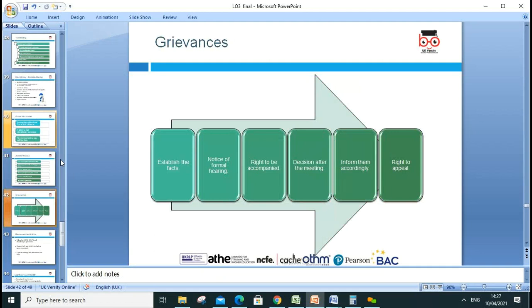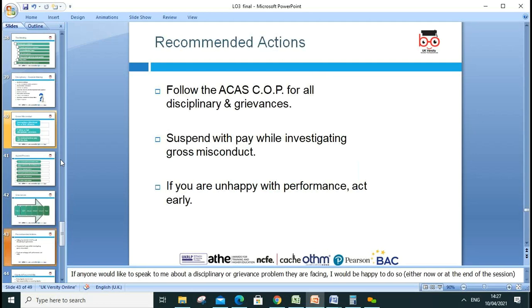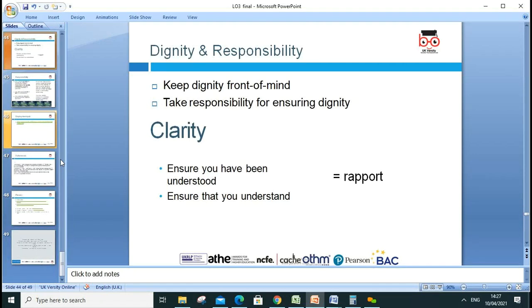We need to make sure we have a grievance procedure: establish the facts and hold a formal hearing. This is all guidance from ACAS, the organization's recommendations we need to draw on. As a manager or HR person, we need to clearly show dignity and responsibility, and deal with and develop the report. What we want is transparency. We should treat people as we like to be treated, and that can only happen if we have clear policies and procedures in place.